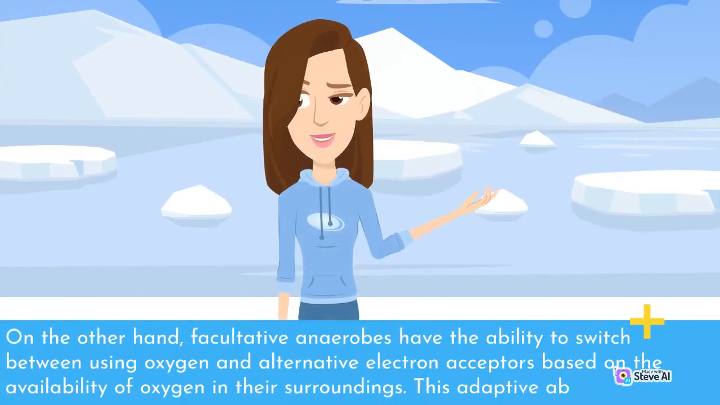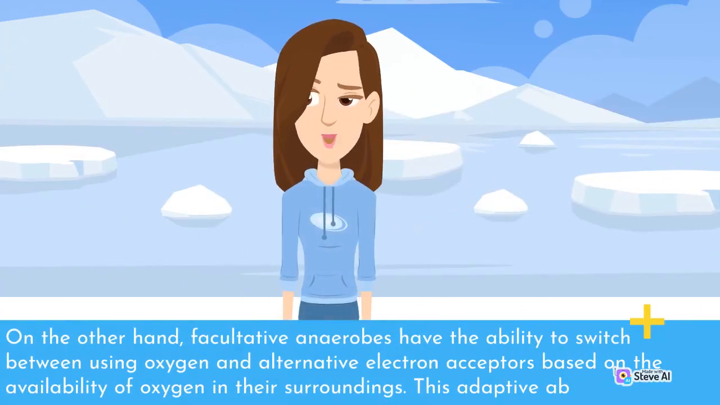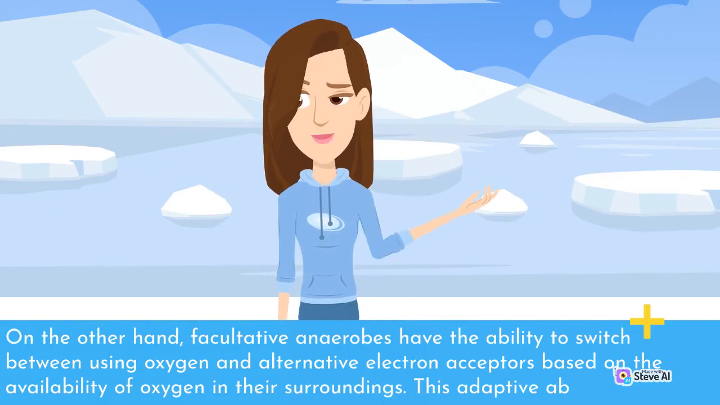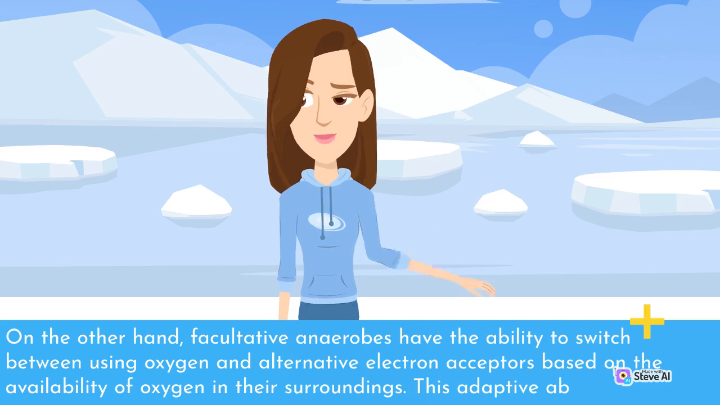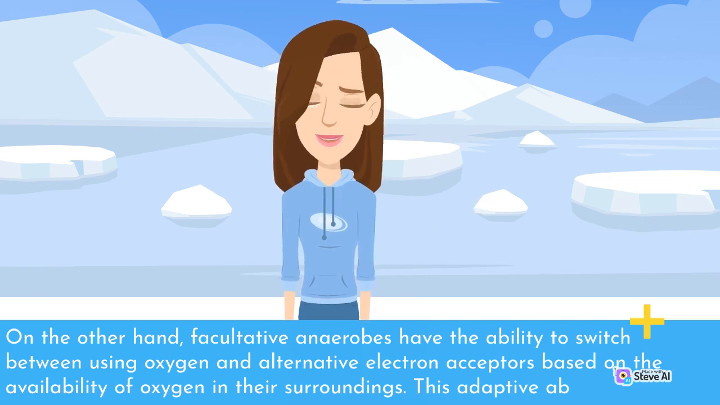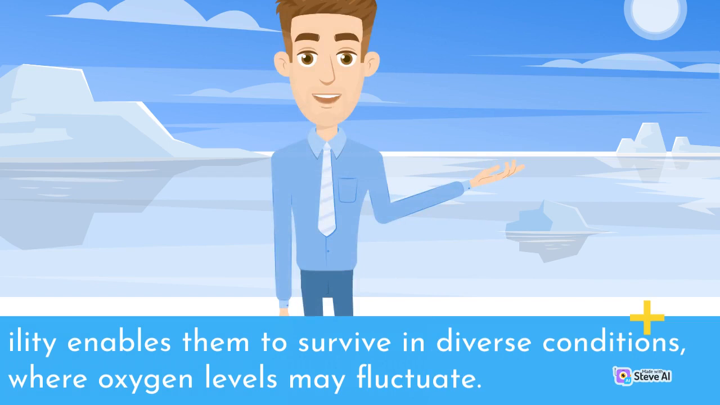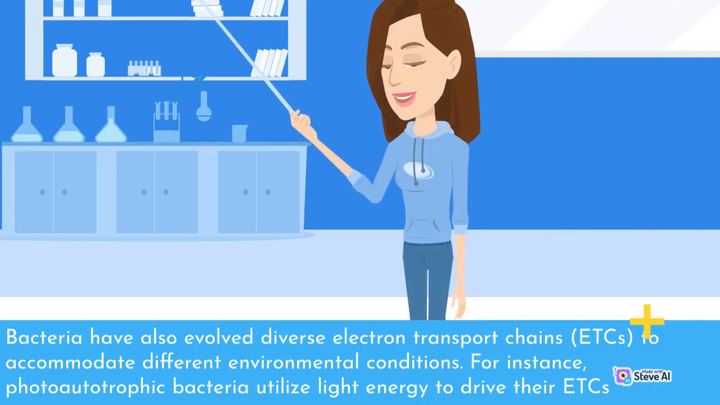On the other hand, facultative anaerobes have the ability to switch between using oxygen and alternative electron acceptors based on the availability of oxygen in their surroundings. This adaptive ability enables them to survive in diverse conditions, where oxygen levels may fluctuate. Bacteria have also evolved diverse electron transport chains, ETCs, to accommodate different environmental conditions. For instance, photoautotrophic bacteria utilize light energy to drive their ETCs.